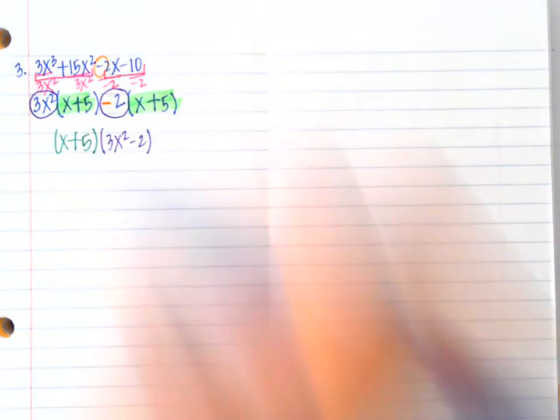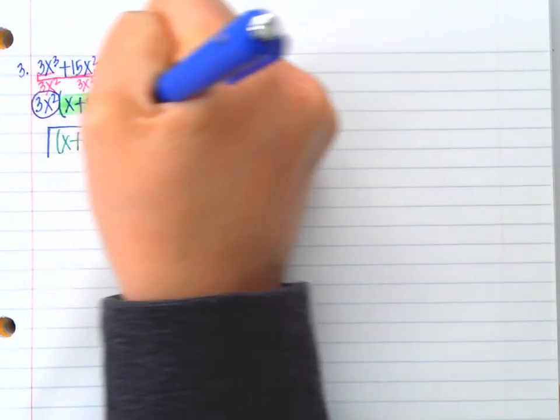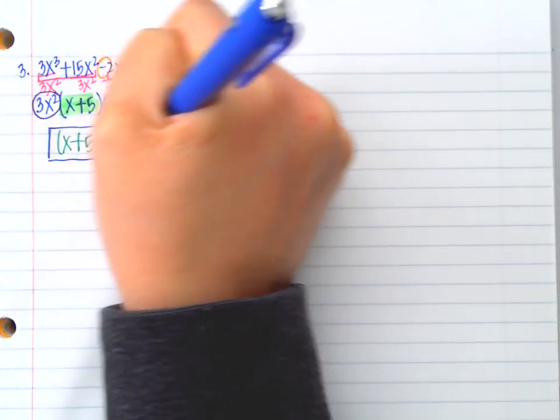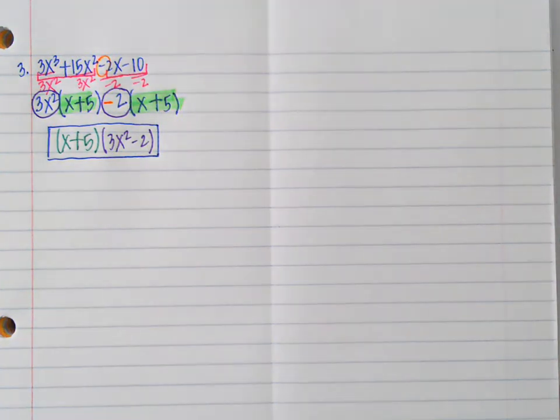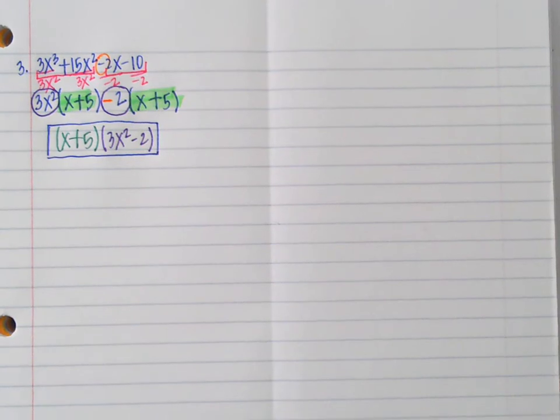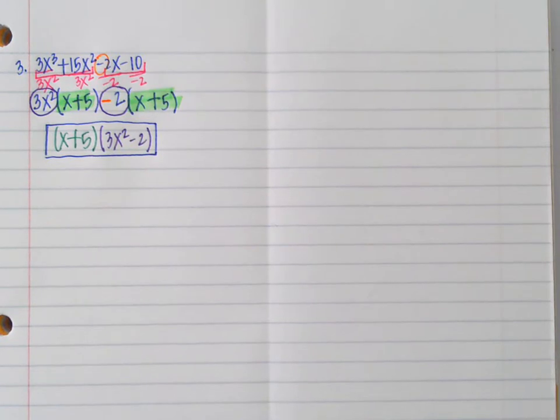And that is your final answer. Again, remember, you guys can always check to make sure that you did it correctly by distributing. So you can always distribute. Great way to check. It's such a nice thing that all of these are really straightforward to check. Okay, so we are going to do another one.